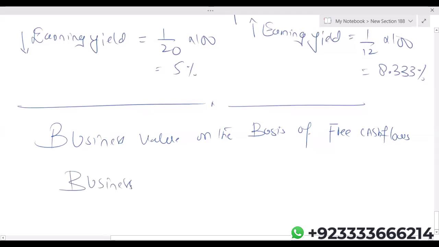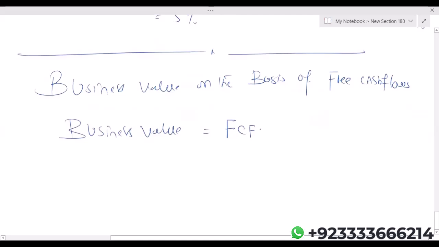Simply, business value is equal to, let's say, free cash flows. There's no need to go into the detail. There are two types of free cash flows: one is free cash flow to firm, another is to equity. That is in AFM, but the simple concept of free cash flow is still examinable in FM. Free cash flows multiplied by the growth rate, divided by, if the examiner gives you the WACC, WACC minus growth rate.